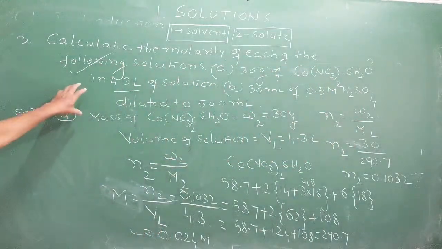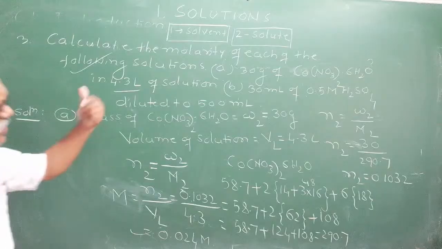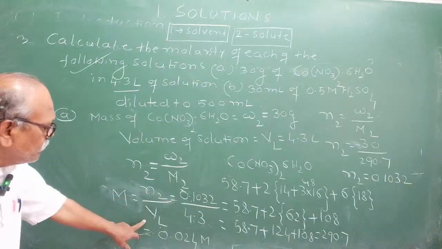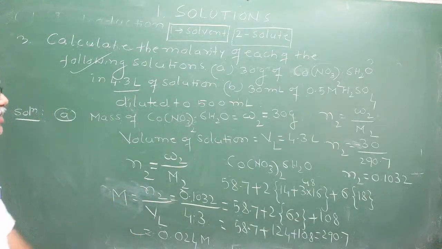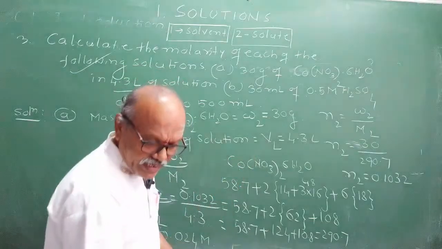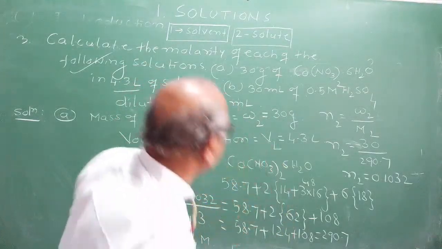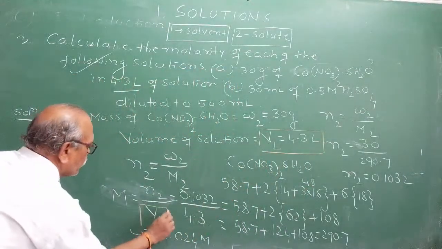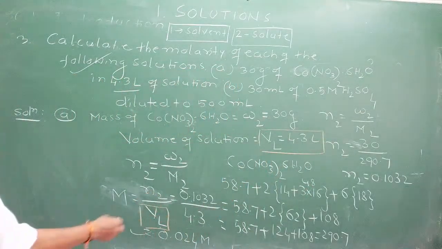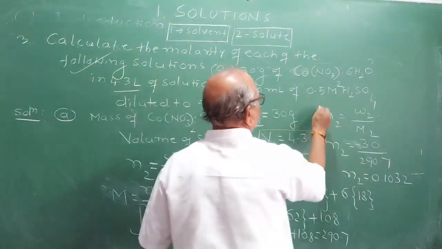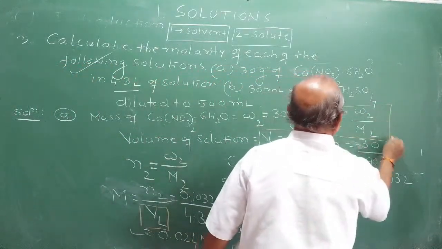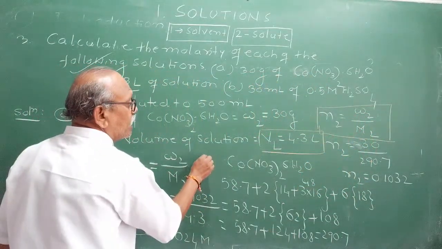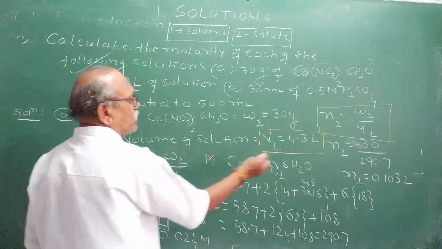Then second part. I hope you got the answer. First of all, you note down the data. Volume is already given in liter, and molarity is given by the number of moles of the solute upon the volume of the solution. Volume of the solution is very clear here, V in liters is given as 4.3 liter. This problem is over, but you have to calculate the number of moles of the solute. To get the number of moles of the solute, what we need is the mass of the solute. 30 is already known, but you have to calculate the molecular weight, M2.